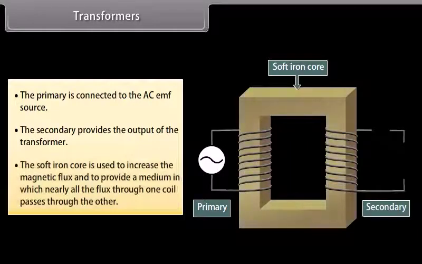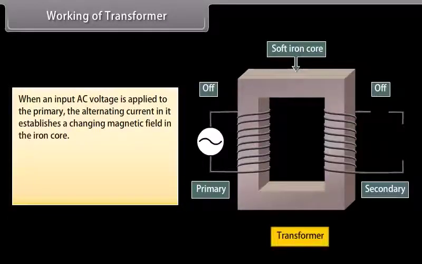The soft iron core is used to increase the magnetic flux and to provide a medium in which nearly all the flux through one coil passes through the other. The flux through the primary and secondary is also changing, and hence an EMF is induced in both coils.